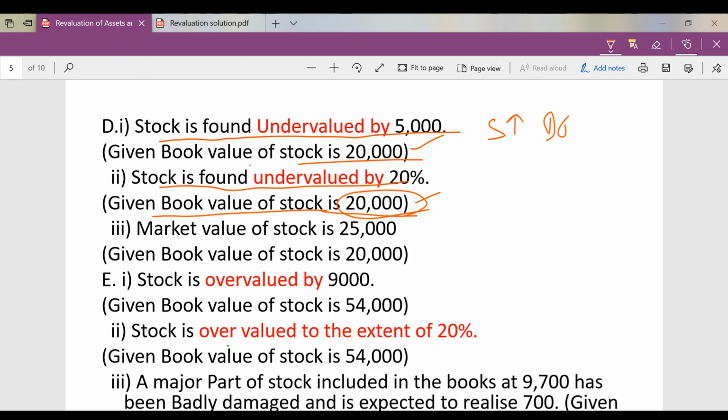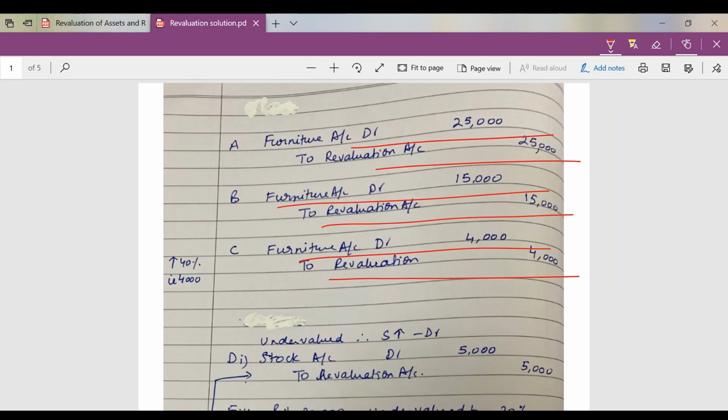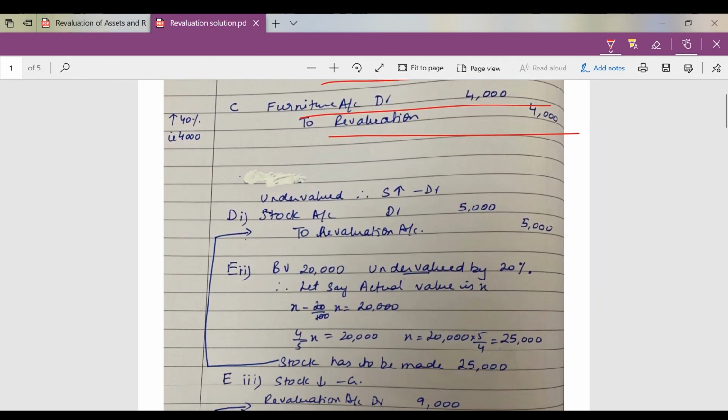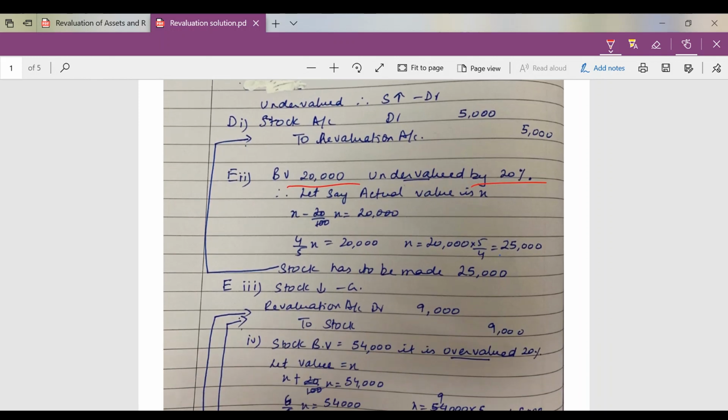So that means this is actually 80% of the value. Or if you want to do it in an easier way, you can make an equation and do it. Now here he is saying, let us say the book value is 20%. It is undervalued by 20,000 and it is undervalued by 20%. So let us say the actual value is x. So x minus 20% gives you this much. So now you can make an equation, 4 upon 5x is equal to this much, or x is equal to 25,000. So stock has to be made how much? 25,000. Right?